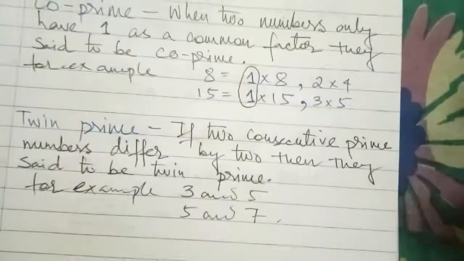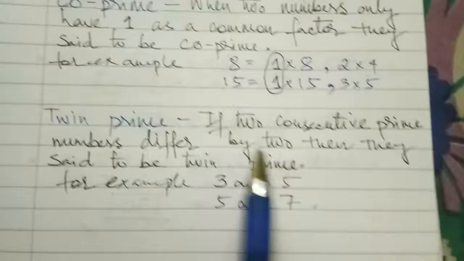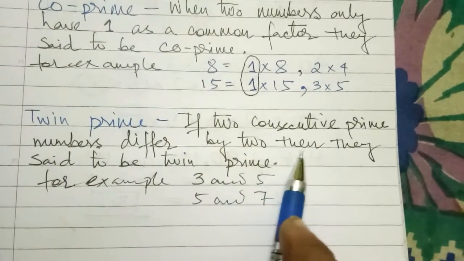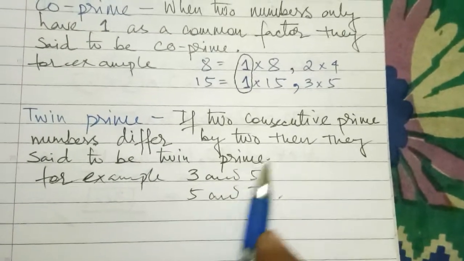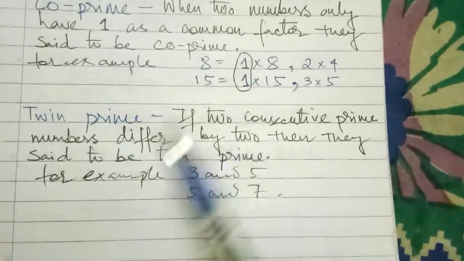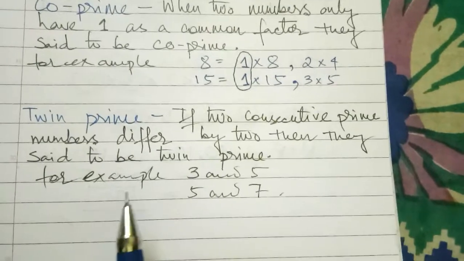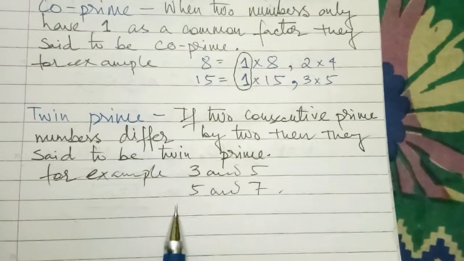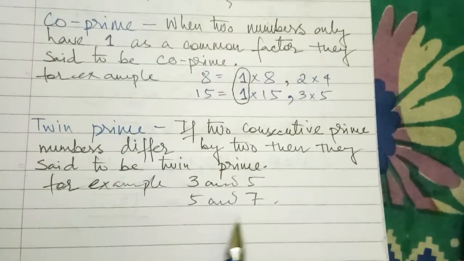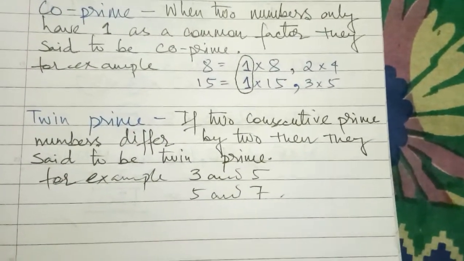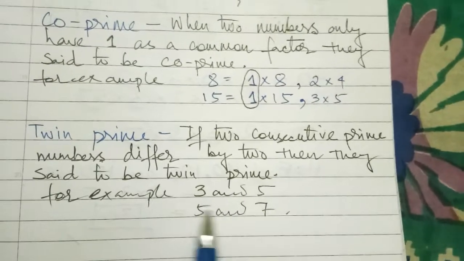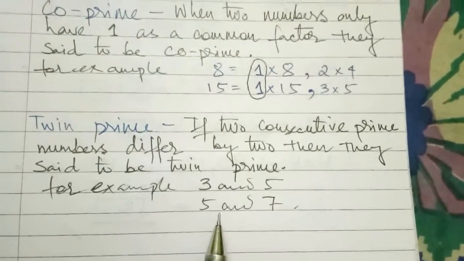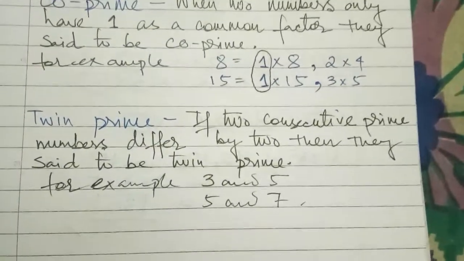Now what is twin prime? If two consecutive prime numbers differ by 2, then they are said to be twin primes. Consecutive means one after another: 3 and 5, 5 and 7, 11 and 13. See the difference: 5 minus 3 is 2, 7 minus 5 is also 2. These are twin prime numbers.